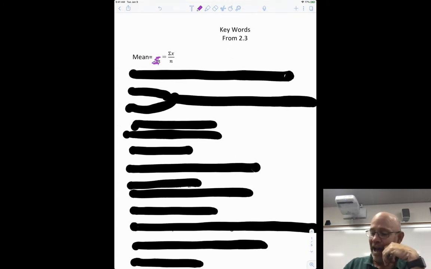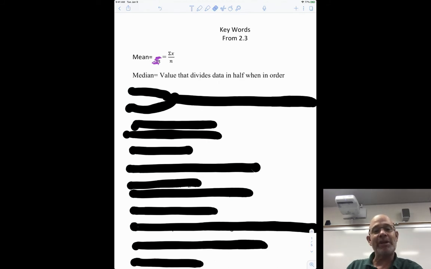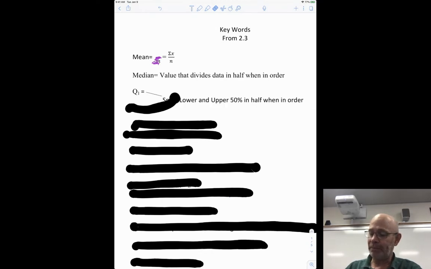The average, I think you all know the word average or mean. Add them all up, divide by however many there are. Nothing new there. The median, we talked about already. That's the value that divides the data in half when the data is in order. So sometimes we don't give you that data in order, so make sure you put it in order.